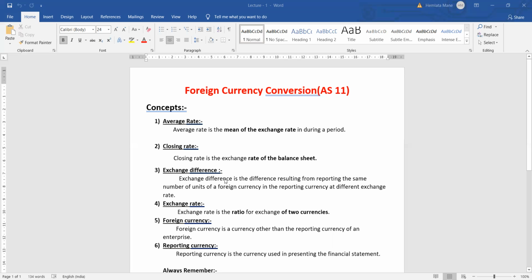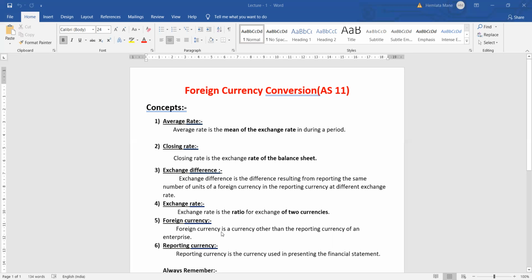Third is exchange difference. Exchange difference is the difference resulting from reporting the same number of units of a foreign currency in a reporting currency at different exchange rates. Next is exchange rate. Exchange rate is the ratio for exchange of two currencies. Suppose the Indian rupee and US dollar. The ratio between these two currencies means exchange rate.